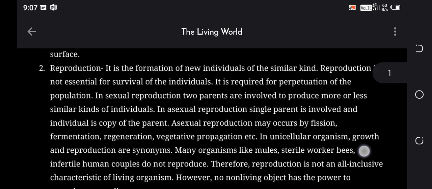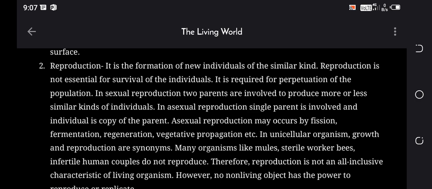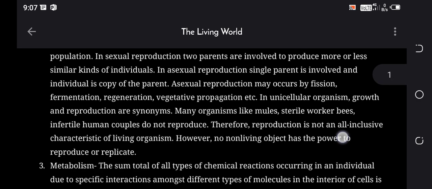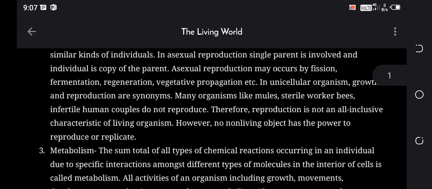Second is reproduction. It is the formation of a new individual of a similar kind. Reproduction is not essential for the survival of the individual; it is required for the continuity of the population. In sexual reproduction, two parents are involved to produce individuals that are more or less copies of the parents. Asexual reproduction may occur by fission, fragmentation, regeneration, vegetative propagation, etc.